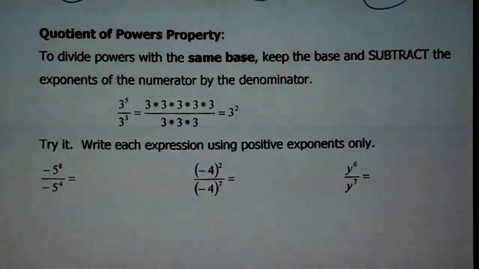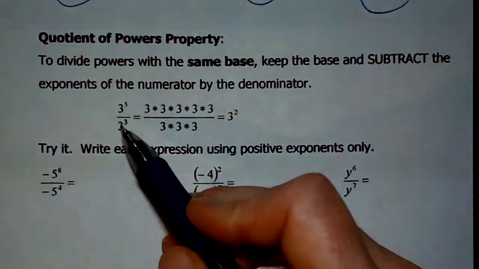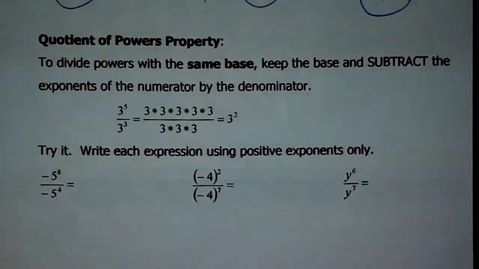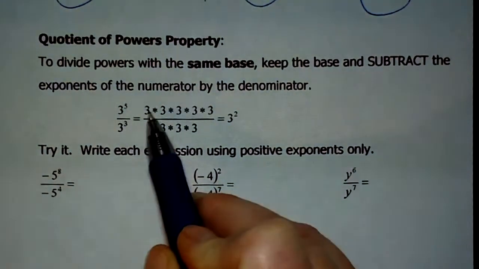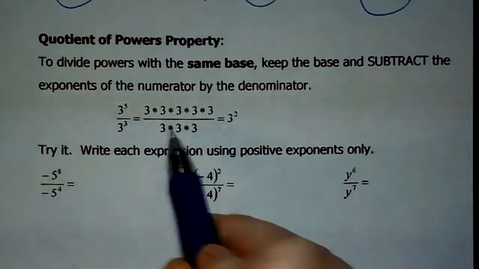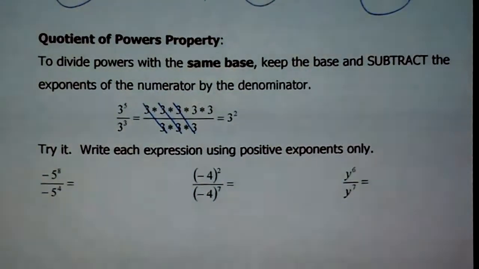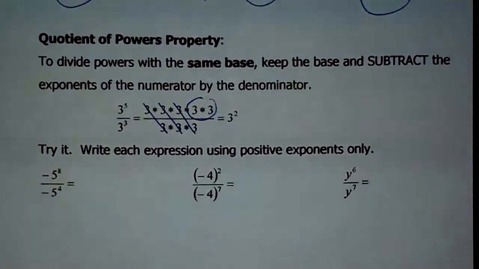Okay, time for some quotient powers or the quotient of powers property. Okay, so instead of adding with the same base, now we're going to divide the same base. And with this one, all you have to do is subtract the exponents, top minus bottom. This is why it works. 3 to the 5th power means there are 5 3's. 3 cubed means there are 3. They would end up canceling each other out, right? I'd have 2 3's left, which is the same as taking 5 minus 3.